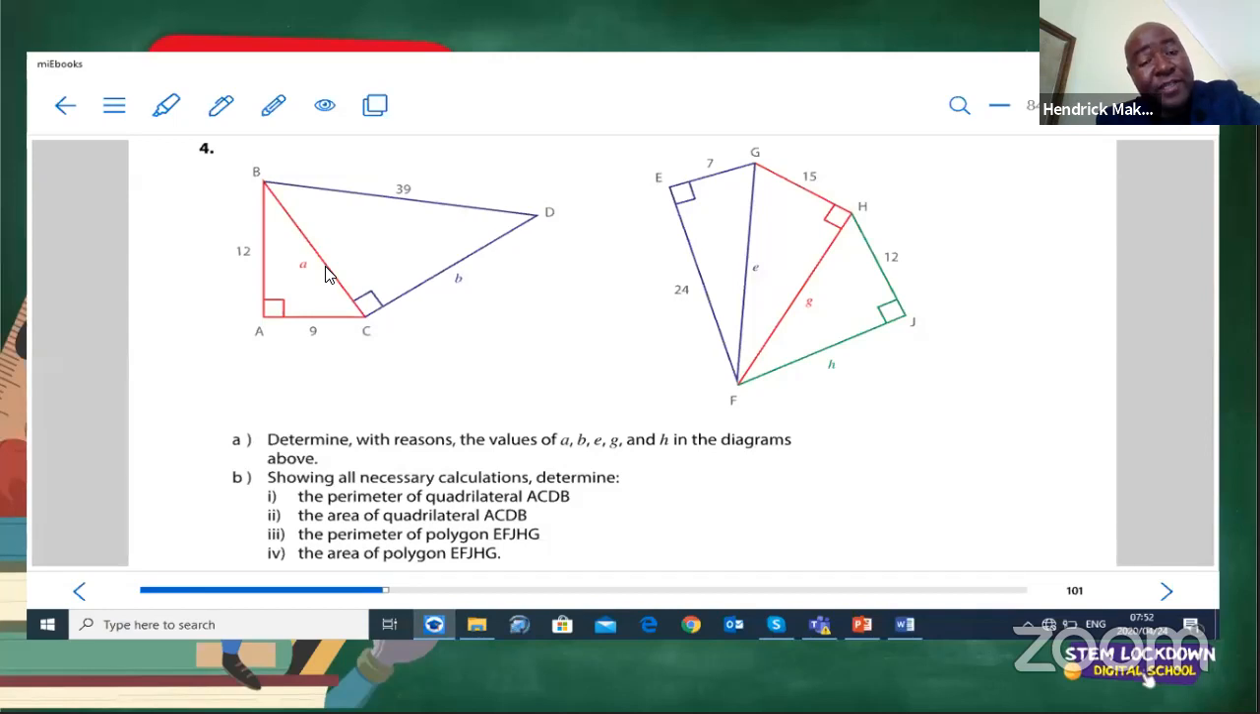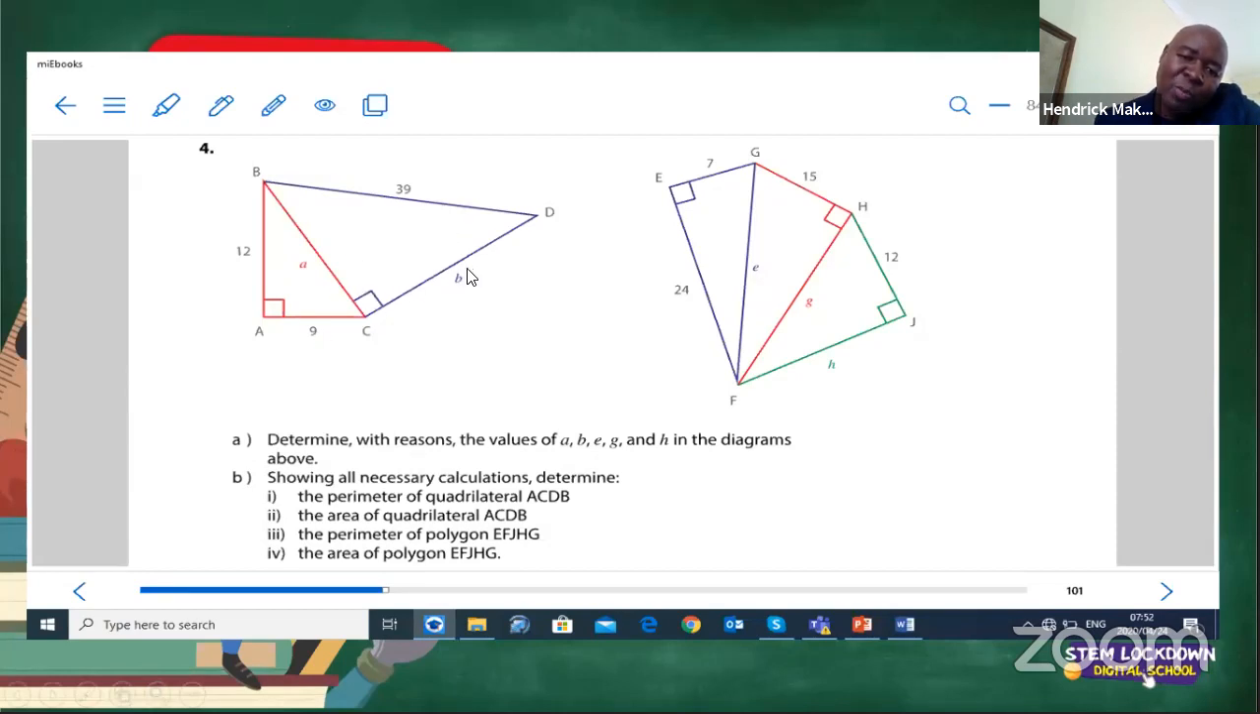Now we've got 15, we have 39, and we have the unknown there, which is B. Can we find B? Let's find B. Now to find B, obviously you need to use Pythagoras again.